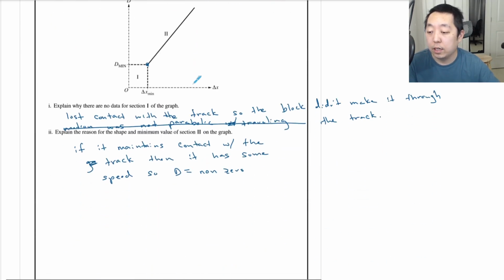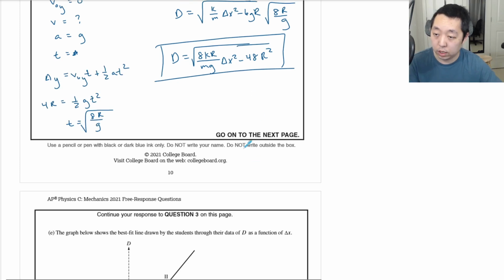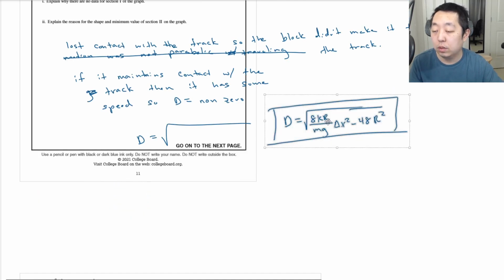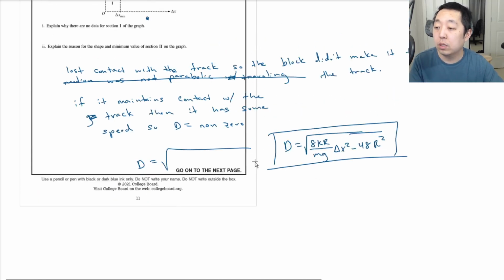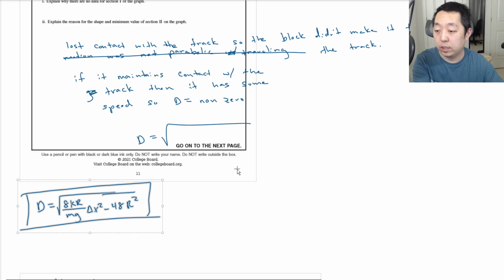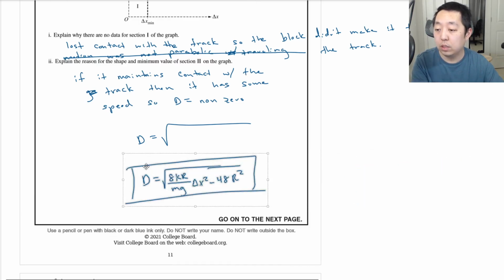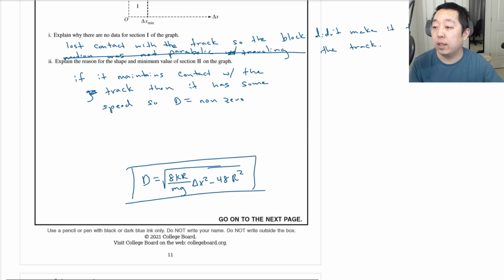And you could see that, and then we're going to use this equation a lot for the shape of the graph. Remember our derived equation, which I'm just going to copy. Okay, so that's fine. So that's going to be a non-zero value.